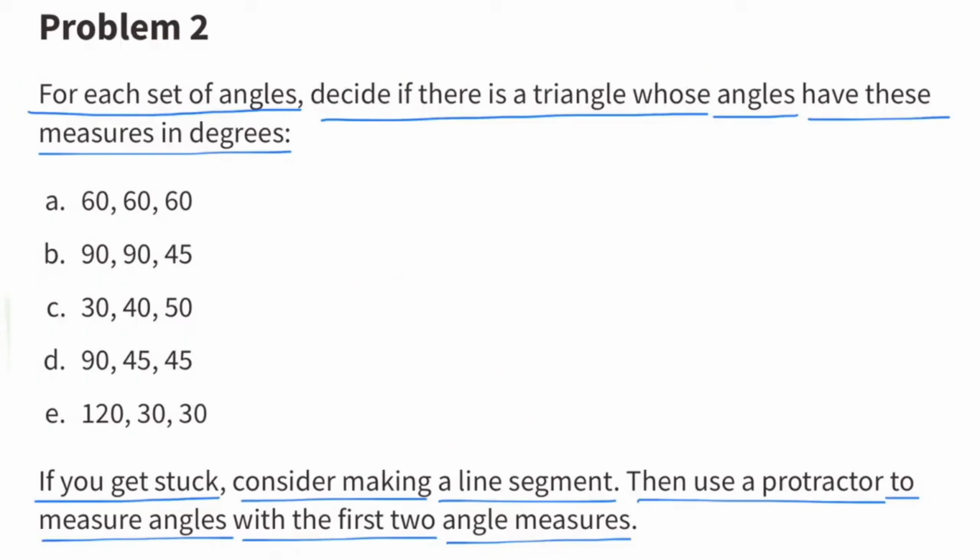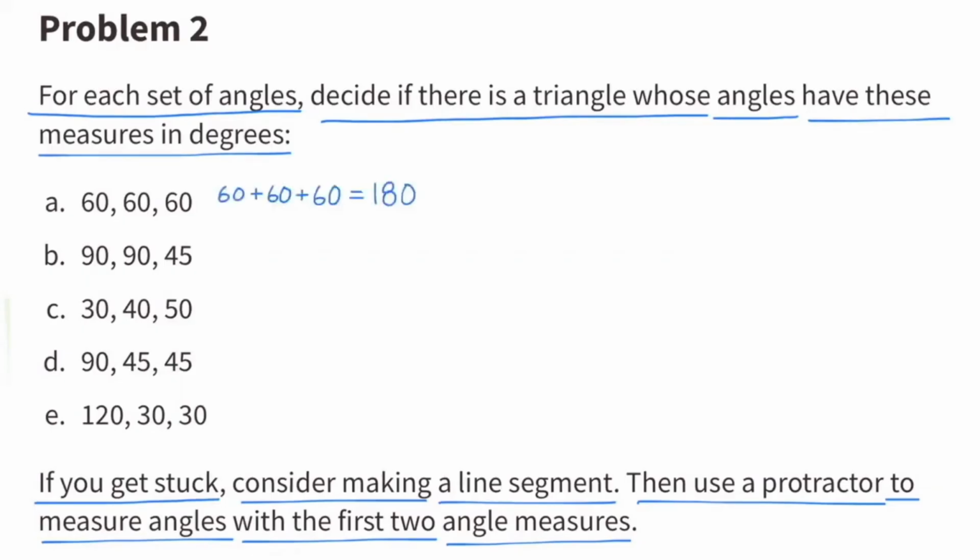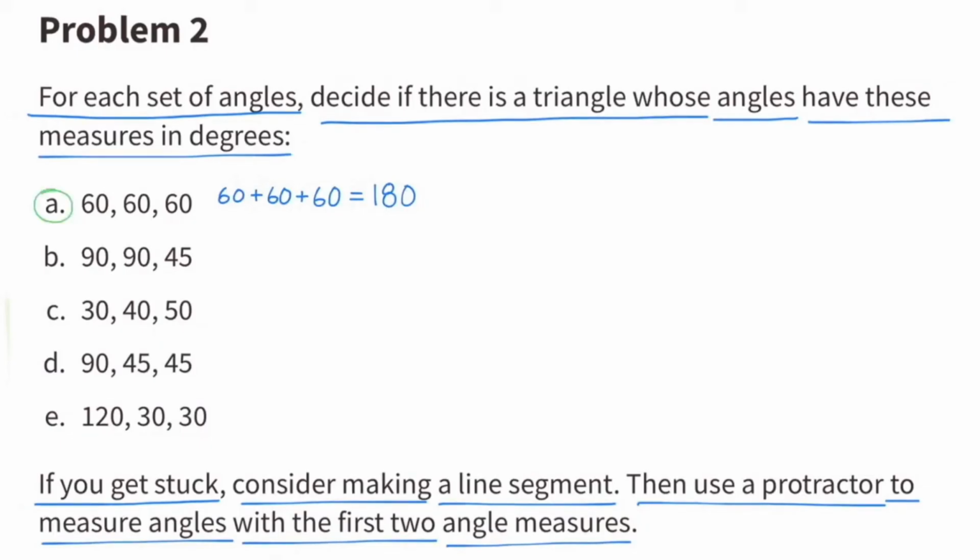Number 2. For each set of angles, decide if there is a triangle whose angles have these measures in degrees. If you get stuck, consider making a line segment, then use a protractor to measure angles with the first 2 angle measures. A. 60 degrees, 60 degrees, and 60 degrees. Well, 60 plus 60 plus 60 equals 180 degrees. So the answer would be yes.